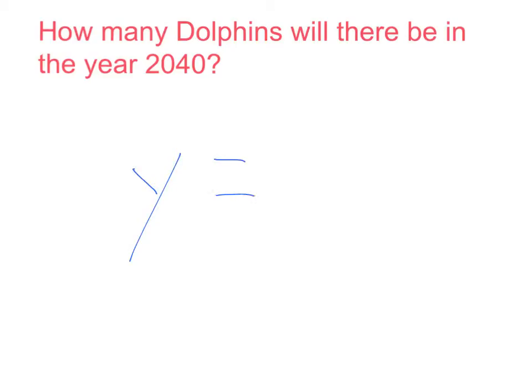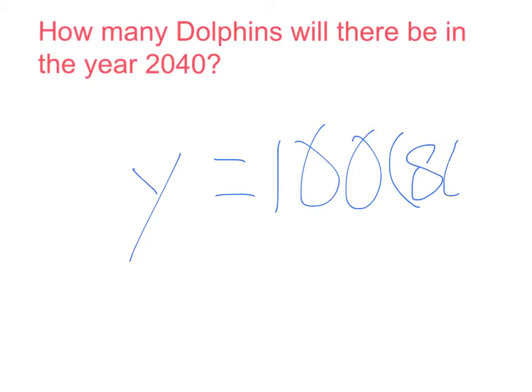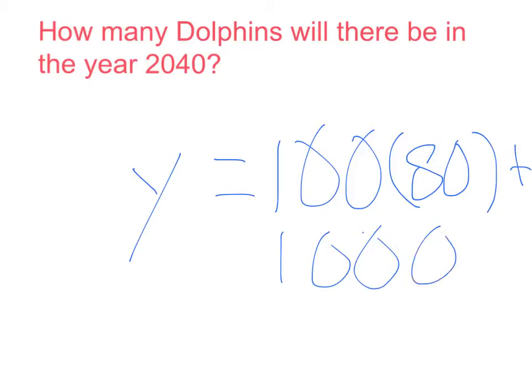Y equals 100, and since x in this case is 80 because it's every 6 months, 100 times 80 plus 1,000. And the answer to that is 9,000 dolphins.